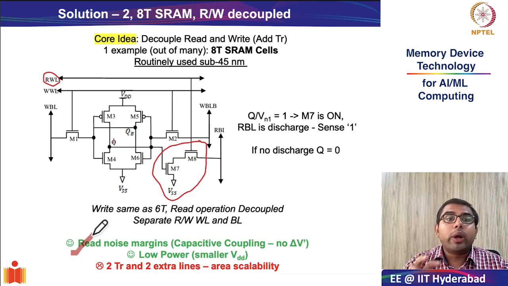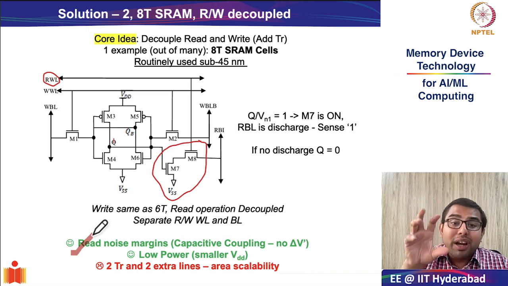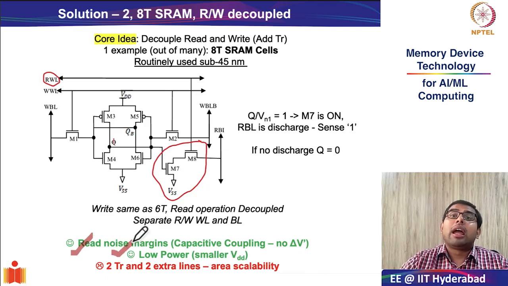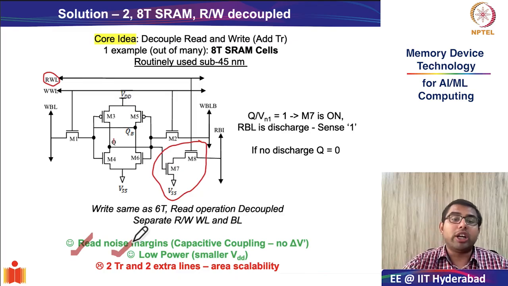And therefore you get much better read noise margins even at smaller operating voltages. And since you are able to reduce VDD, even 8T SRAM cells have lesser power consumption. Okay, because you are able to scale the VDD without compromising on noise margins.